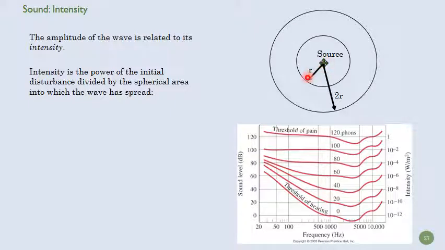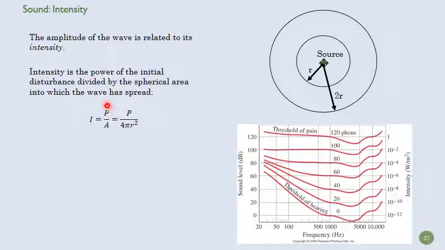But as the wave moves out into space, this wave here has the same amount of power as this wave here. But this outside wave is clearly much larger. So the same power is spread out over a larger area, which means that the intensity of the sound goes down as you move away from the source.